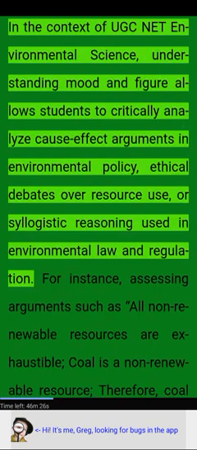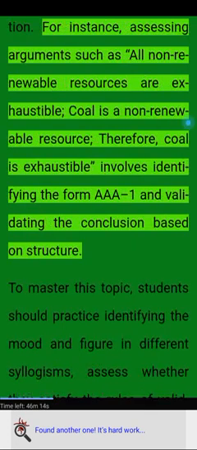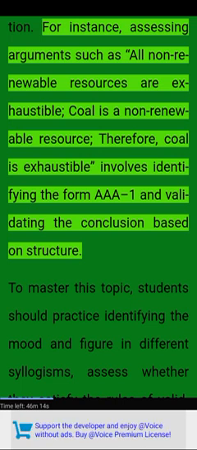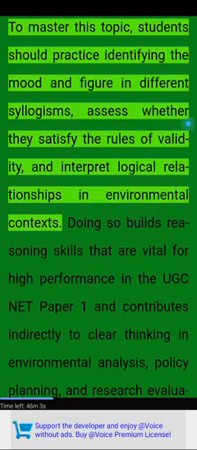In the context of UGC NET environmental science, understanding mood and figure allows students to critically analyze cause-effect arguments in environmental policy, ethical debates over resource use, or syllogistic reasoning used in environmental law and regulation. For instance, assessing arguments such as, all non-renewable resources are exhaustible, coal is a non-renewable resource, therefore, coal is exhaustible, involves identifying the form AAA1 and validating the conclusion based on structure.